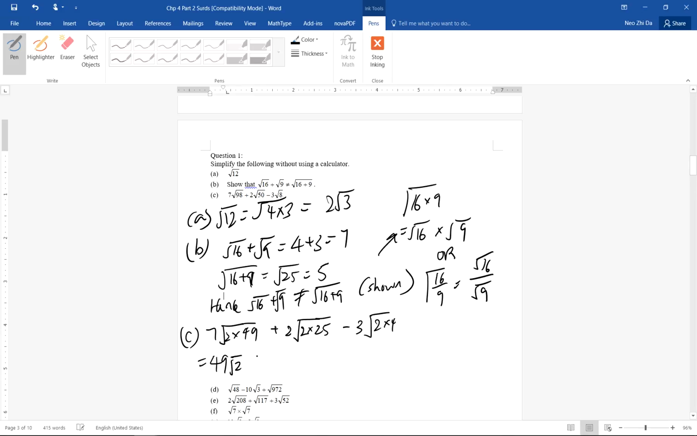Square root 2 plus square root 25, answer is 5. 5 bring out times 2. 5 times 2 give you 10. Square root 4 equal to, bring out 2. 2 times 3, negative 6. Okay, now, all these are all square root 2's. They want to know how many square root 2 are there altogether. So, 49 plus 10 minus 6, answer 53 square root 2.